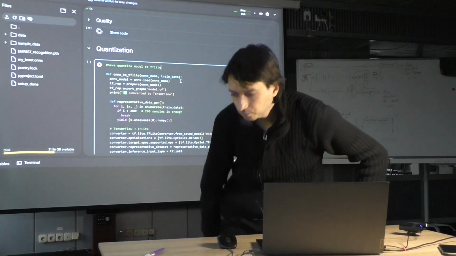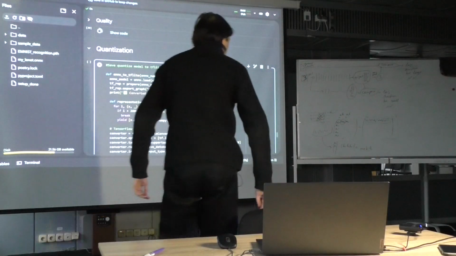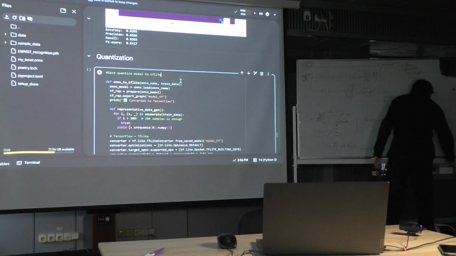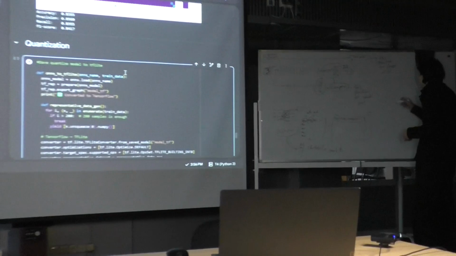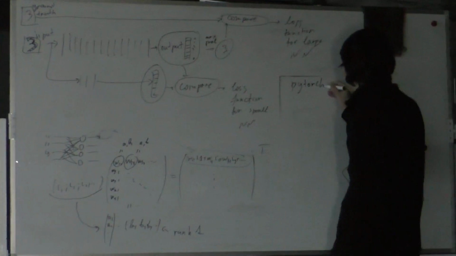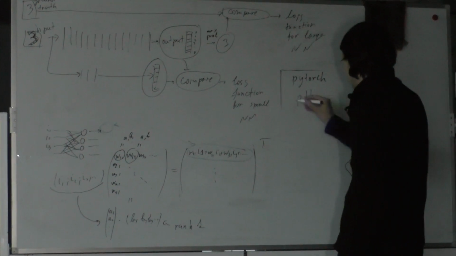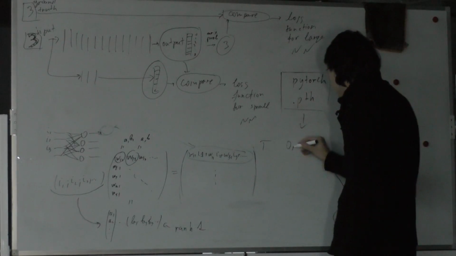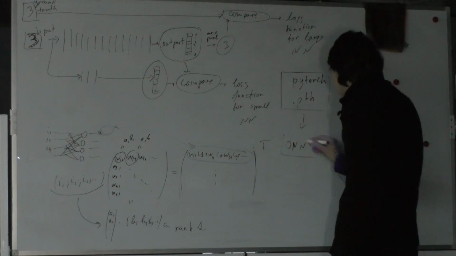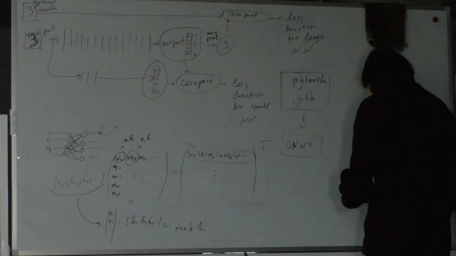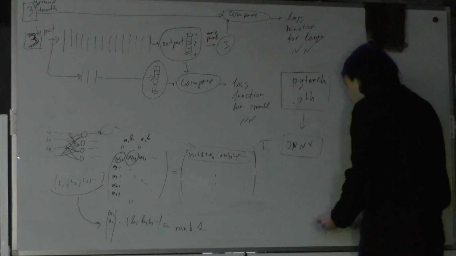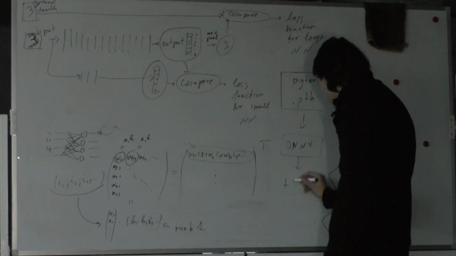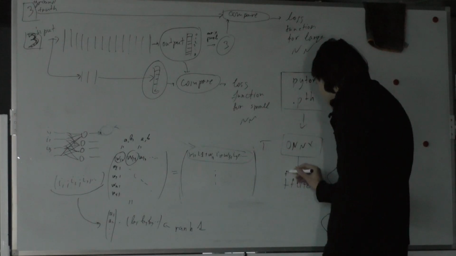While it runs, let me make a small sketch of what we have here. We have PyTorch PTH files. We convert them into ONNX, a pretty reasonable universal format, and then we will make a TF Lite from TensorFlow.